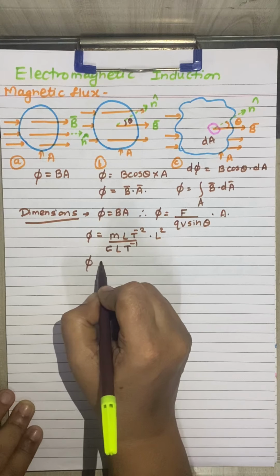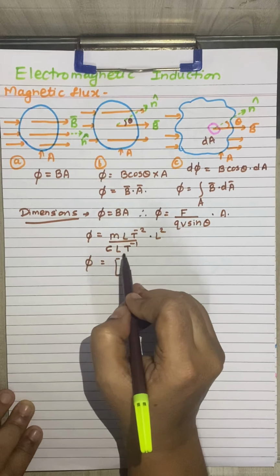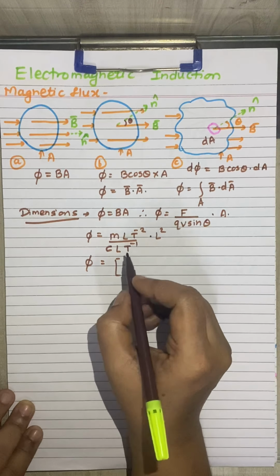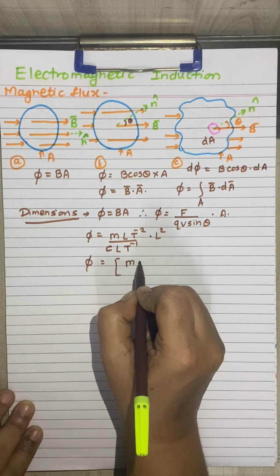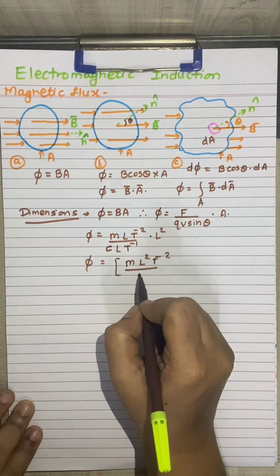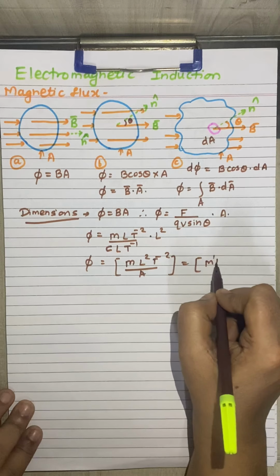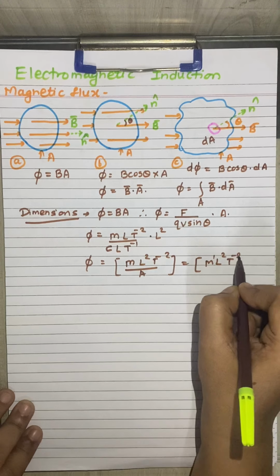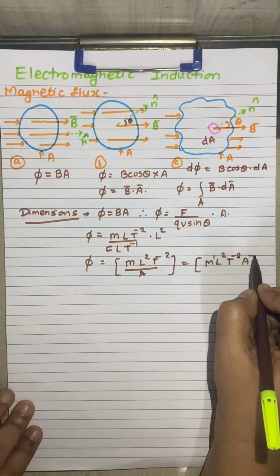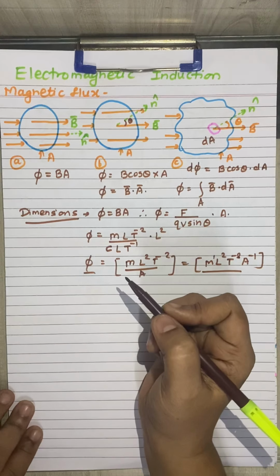So phi is equal to, here C T raised to minus 1 is nothing but called ampere, 1 ampere. Yes, okay, so that's what it is: M L2 T raised to minus 2 divided by ampere, or I can write in the same way M1 L2 T minus 2 A raised to minus 1. So I can write this in terms of the MLT format.